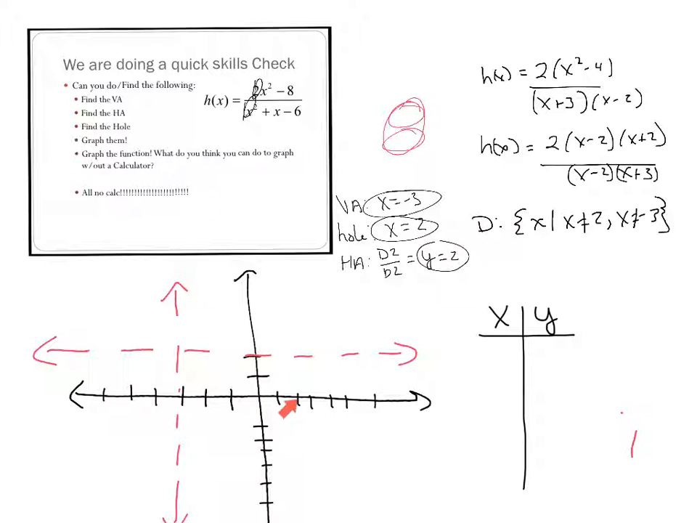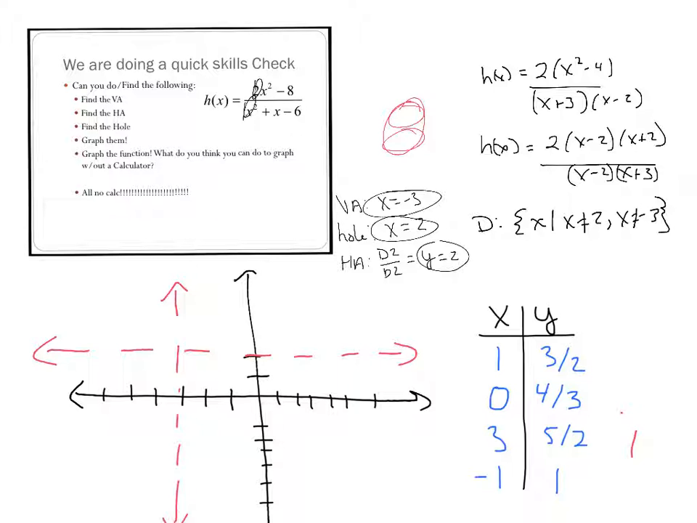I know 2 is going to be a hole, so I'm going to plug in 1. So I'm going to plug in 1 for x and see what I get. If I plug in 1 for x, we can go back up to our equation and use the original. We'll do some math here, and we'll get an answer. Okay, so I created a table. I plugged a few values in, and we have these values.